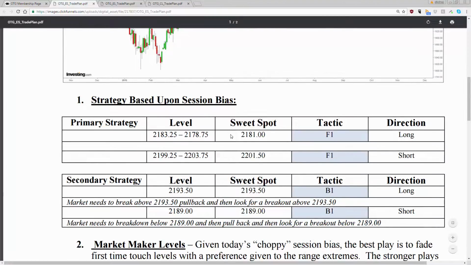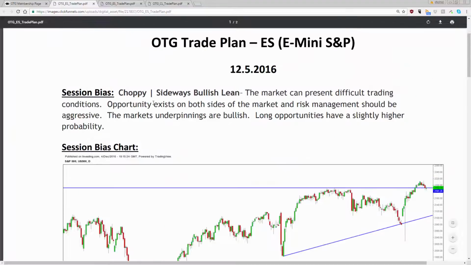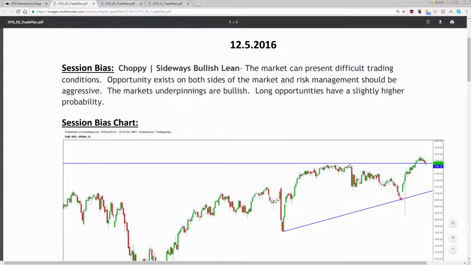So what we were looking at here is this market being in choppy sideways conditions with a bullish lean. You can see here that we had a triple top formation that was holding the market in place. We sold off, and then of course you had this rally and break, and this is around the election time. You had this rally and break above the top of this resistance area, now providing support.